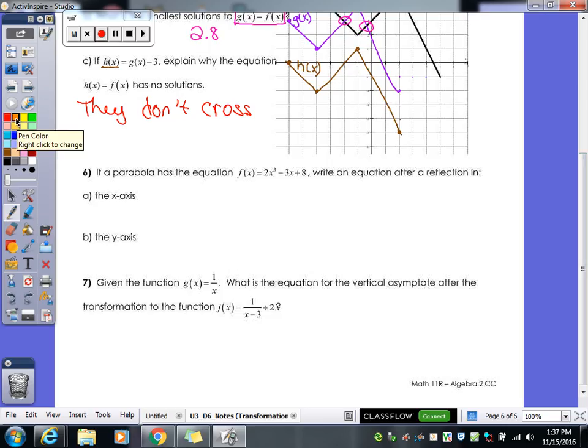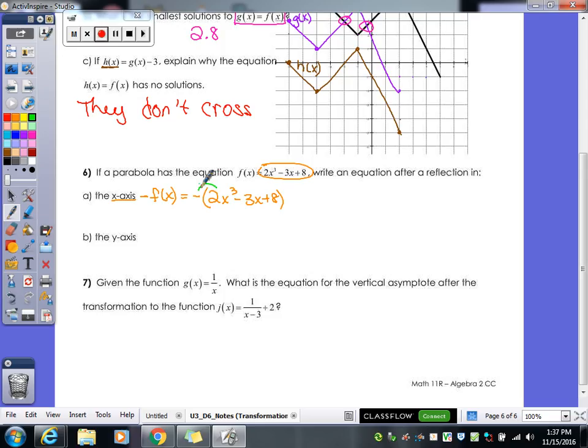Okay, so 6, if a parabola has the equation given, write an equation after a reflection in the x-axis and then a reflection in the y-axis. So if we reflect in the x-axis, was that negative sign out in front or with our x? Who remembers? Reflection in the x. Out in front. It was out in front like that. So what we have to do is take this, and you're basically just multiplying the whole thing times a negative 1. That's going to give you your reflection in your x-axis. You put the negative out in front.